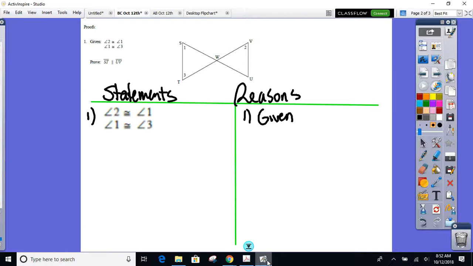If ST and UV were parallel, you should be able to tell me something about any of the angles up there. There's a special type up there if those were parallel to each other. What type of angles are 2 and 3? Are they inside or outside? Inside. And TV would be a transversal. Are they on the same side or opposite sides? So they're alternate interior. Everybody see that?